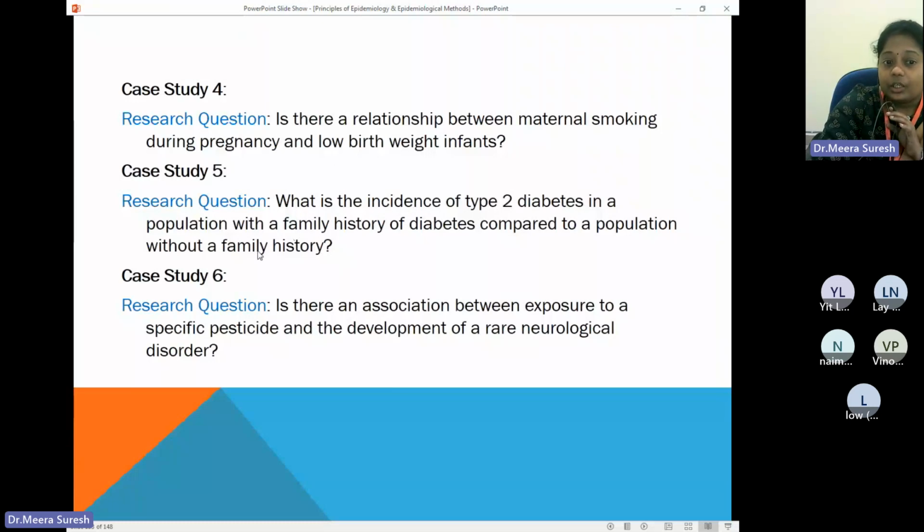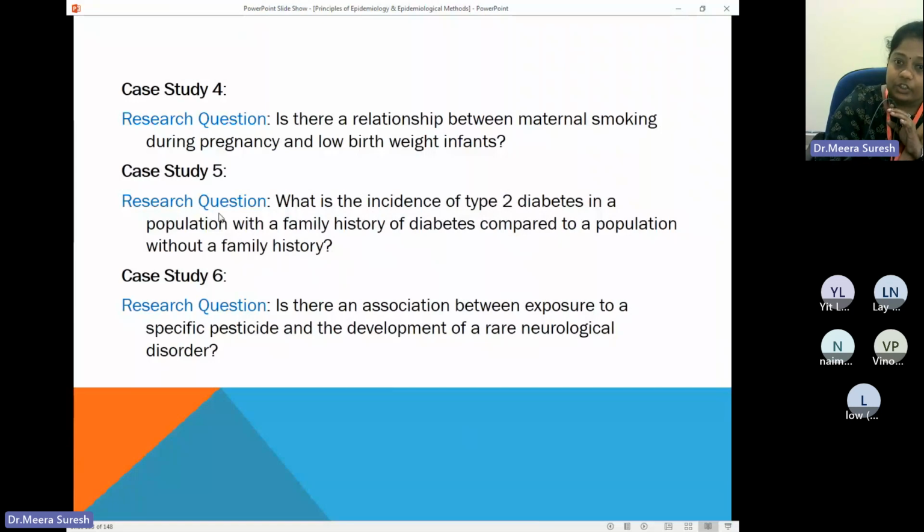But RCT, we are not doing any. When we see the question, we are not doing any manipulation over there. They are just saying a group or a population who have a family history of diabetes compared to a population without a family history of diabetes. So that gives us the clue that we don't have to get involved in the study. We are not going to manipulate. It is a group that is predetermined. We are just going to observe. So it is an observational study.